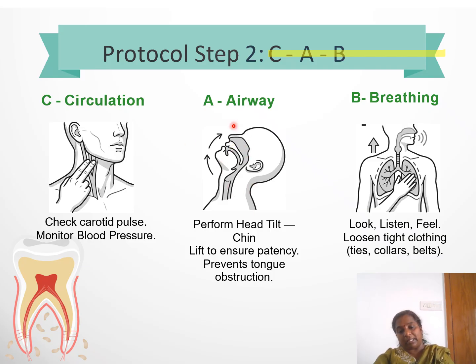By tilting the head, we can maintain the patent airway, because if the head is down, it may cause tongue obstruction in the airway. So in order to prevent it, we have to perform the head tilt chin lift. Then breathing. We have to monitor the breathing by listening and by feeling the breathing. We have to check the breathing of the patient. And if the patient has worn any tight clothes, ties, collars or belts, they have to be removed or loosened immediately.